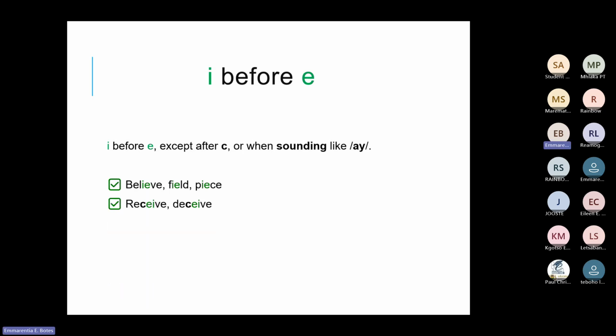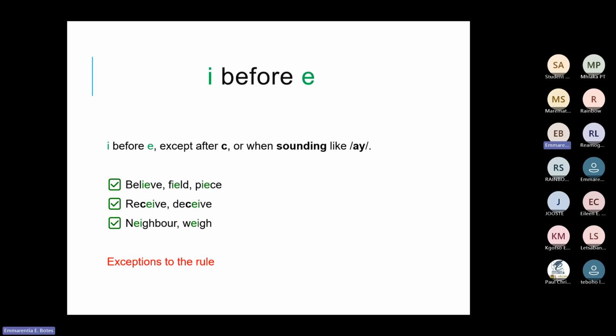The next ones, receive and deceive. Here it still sounds like you say "receive", but because there's a C, there's an E and an I. The same with deceive. So here we see that now the E is before the I, but that is only because there's a C preceding the E. Now if we look at these two words, neighbor and way, it sounds like A. That is why the E is then before the I.